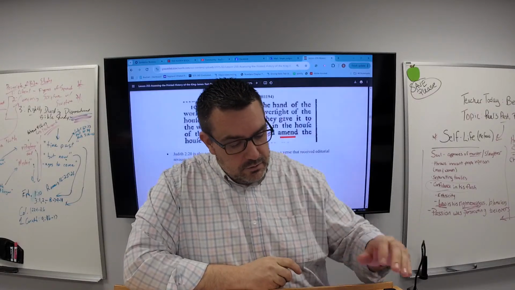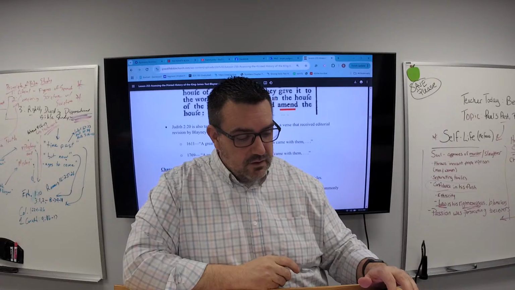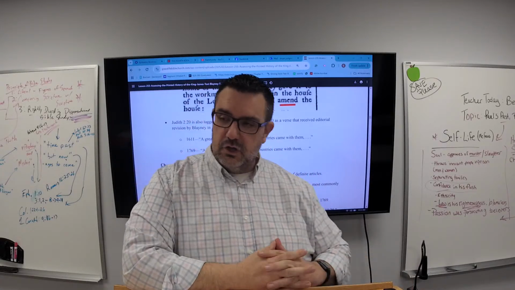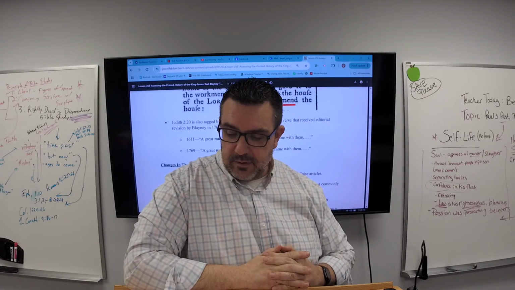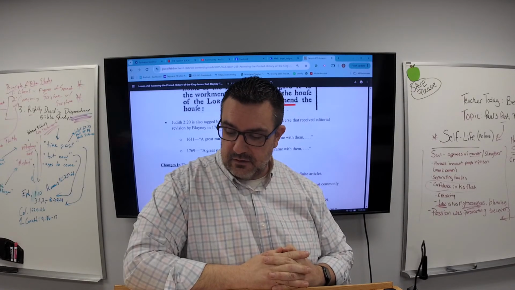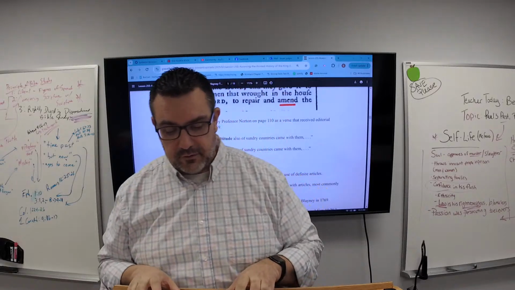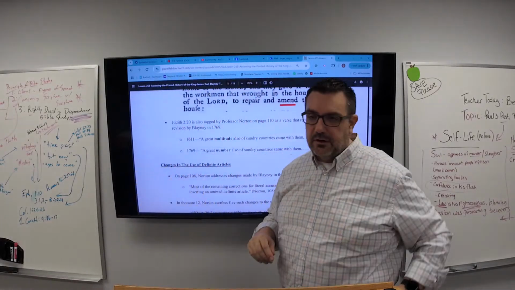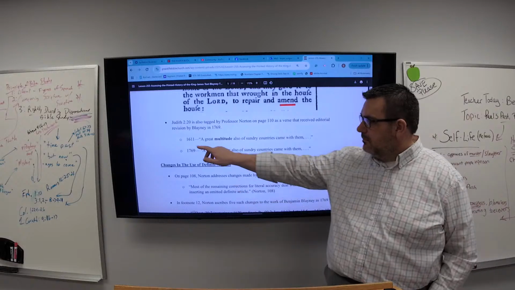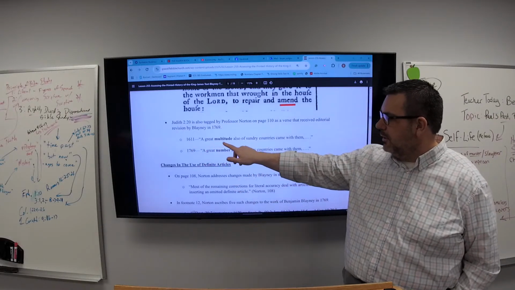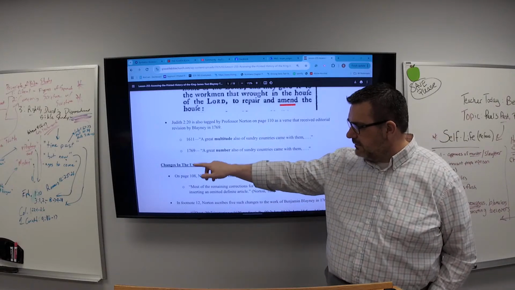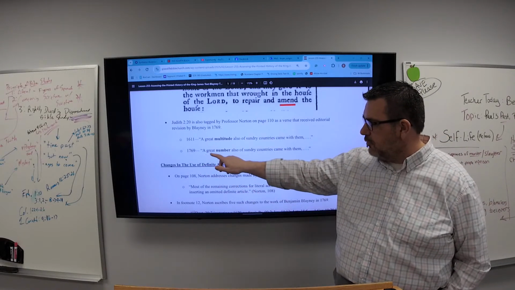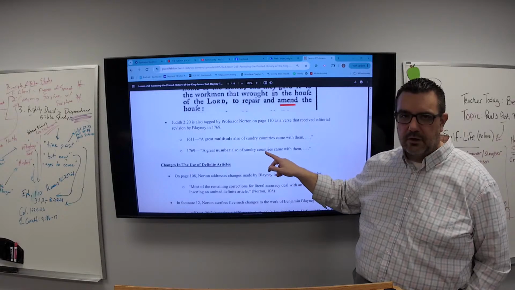Okay. Now back to page 5, there's another example here, Judith 2:20, which is from the Apocrypha, and is also tagged by Professor Norton on page 110 as a verse that received editorial revision by Blayney. I didn't give you a screenshot of this because it's from the Apocrypha, but the 1611, notice, "a great multitude also of sundry countries," is changed in 1769 by Blayney to say "a great number also of sundry countries."